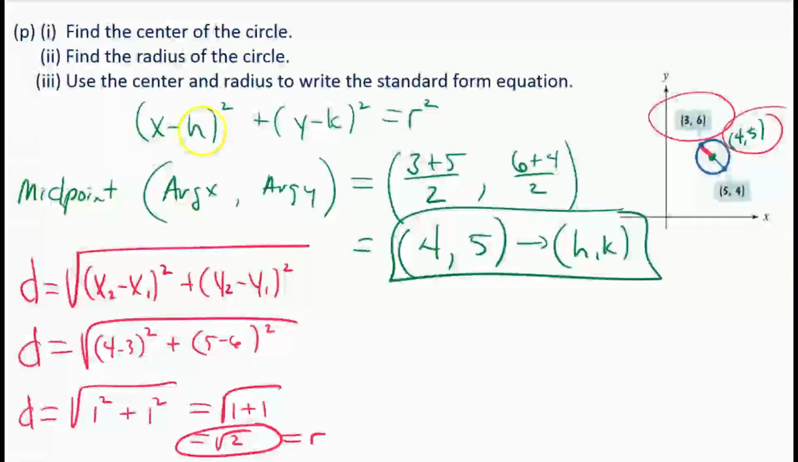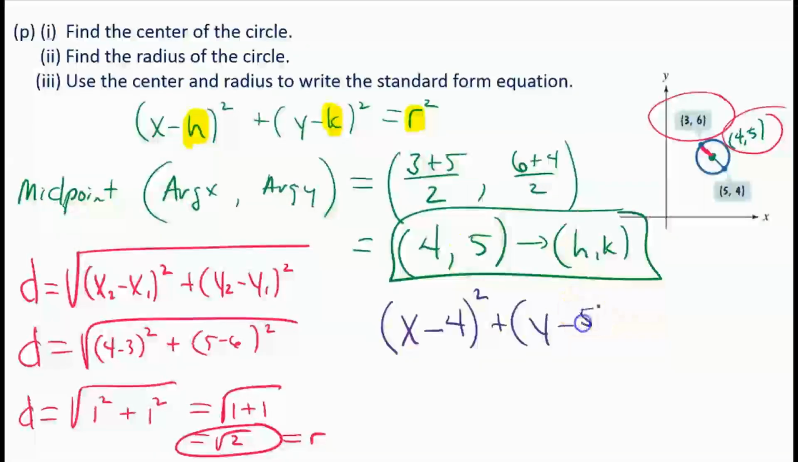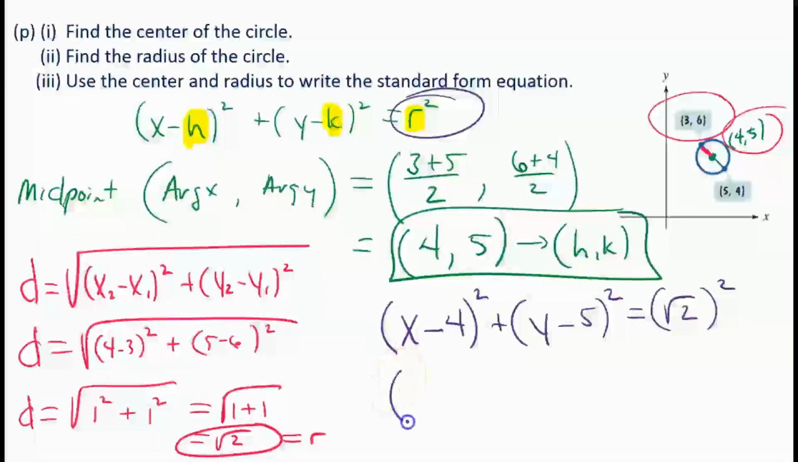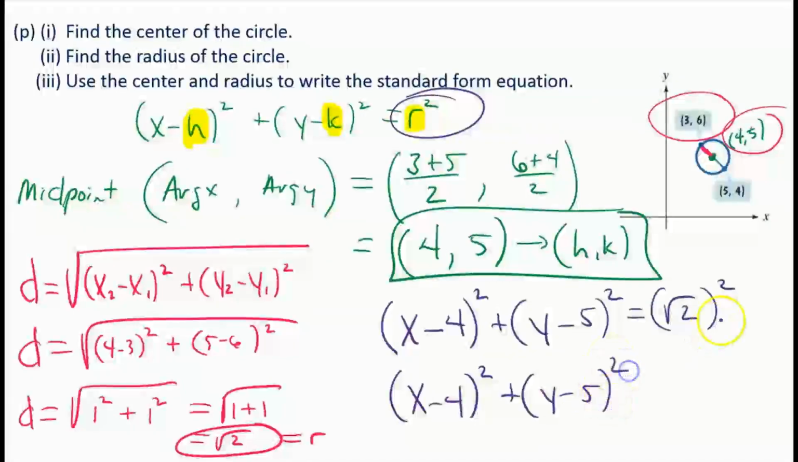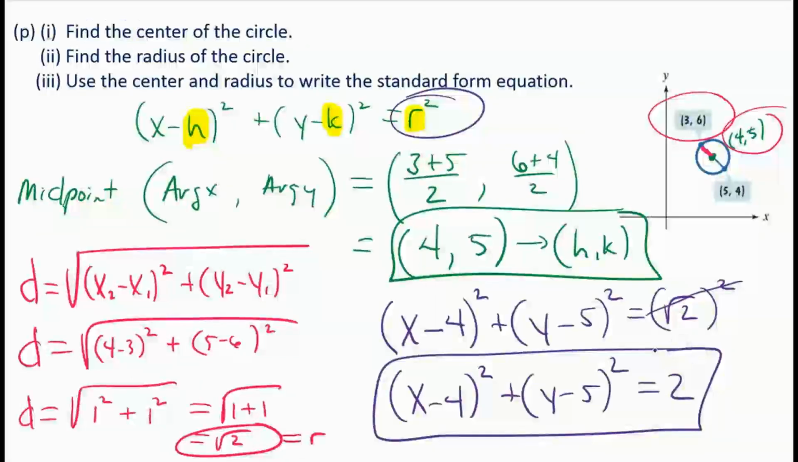Finally, we're able to use our formula. I have an h, I have a k, I have an r. We're ready to plug right in. Let's do that in purple. So this is x minus, what's my h? That's 4, right above us, squared, plus y minus, what's my k? That's 5, squared, equals r, which is not pretty, square root of 2. Don't forget, you have to square it because it says r squared. And then you simplify. There's no need to multiply this out. You'll never need to do that. The square root of 2 squared is just 2. And this is my final answer.